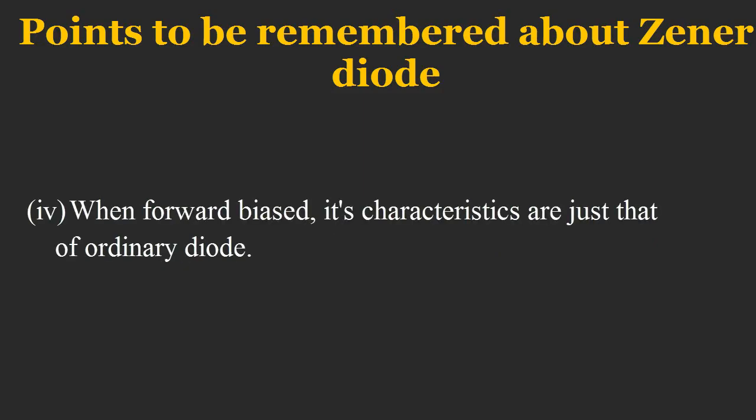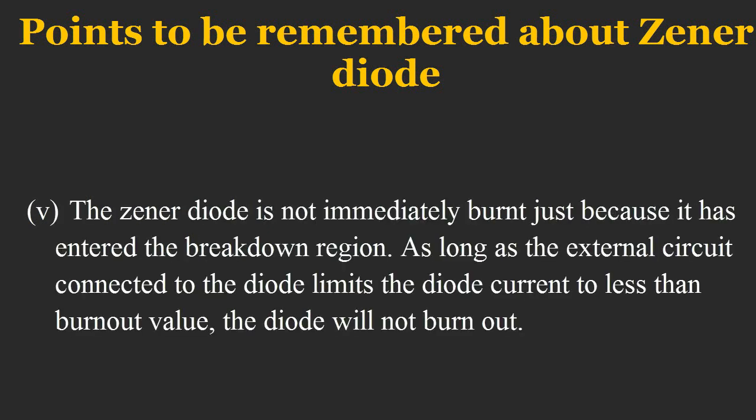When forward biased, its characteristics are just that of an ordinary diode. The Zener diode is not immediately burnt just because it has entered the breakdown region. As long as the external circuit connected to the diode limits the diode current to less than burnout value, the diode will not burn out.